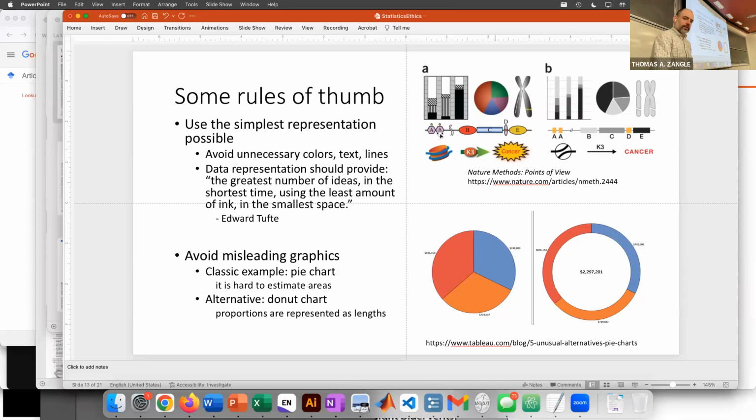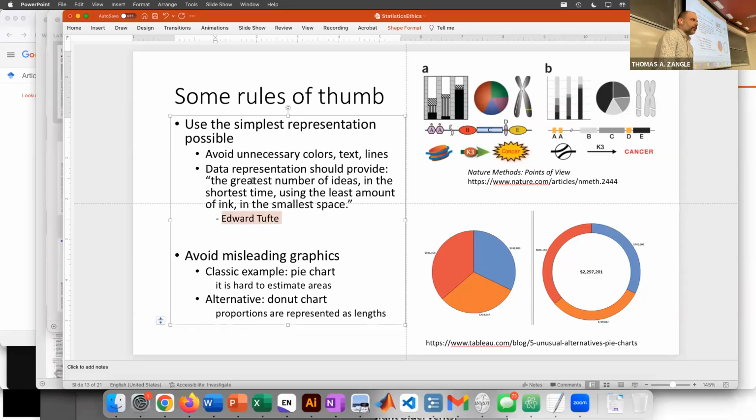Same thing down here. This is from a paper talking about plots in biology papers, but the same thing would apply in many other contexts. A rule of thumb: Edward Tufte is like a guru of data visualization.